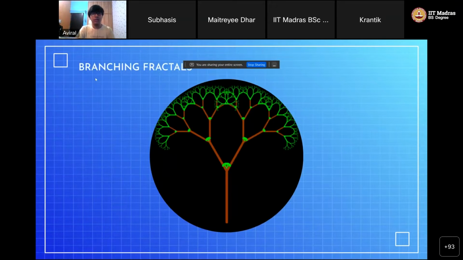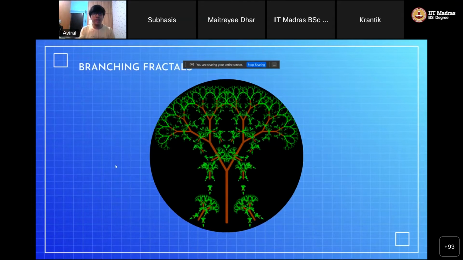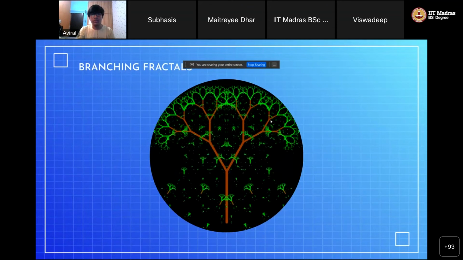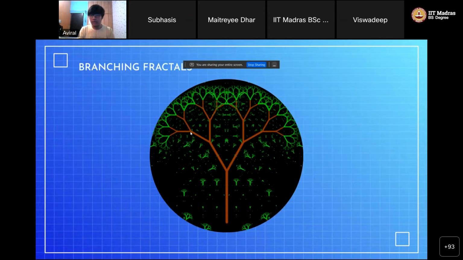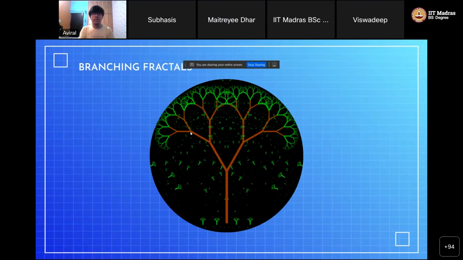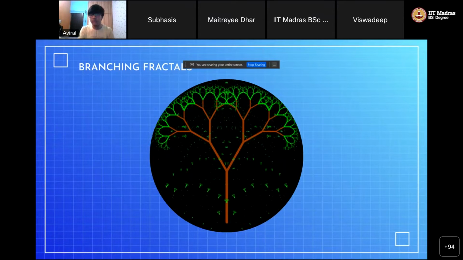And there's one more type of fractal. This is a branching fractal. So what is this? There are recurring patterns of branches, as you can see in this GIF file. And if you zoom in, you will see more and more branches. This type of branching fractal is much more common in nature. You can see it all around us.